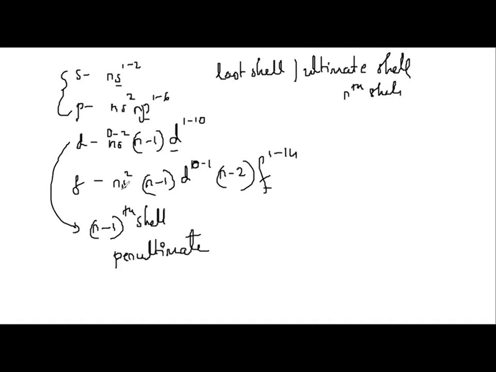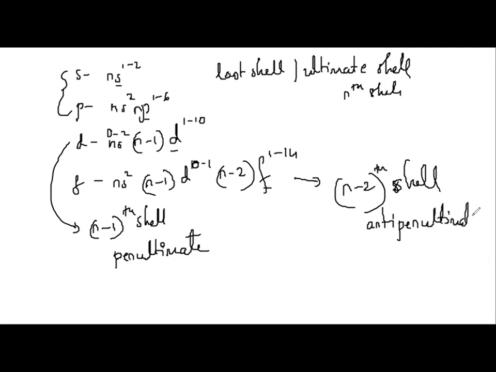In case of F, you see, it is (n-1), and then the last electron is entering into the (n-2)th shell. That is called the anti-penultimate shell. So remember, in case of S and P block elements, the electron is entering into the ultimate shell. In case of D block, it is entering into the penultimate shell, that is the (n-1)th shell. In case of F block, the electron is entering into the (n-2)th shell, that is the anti-penultimate shell. Please do remember this point also.